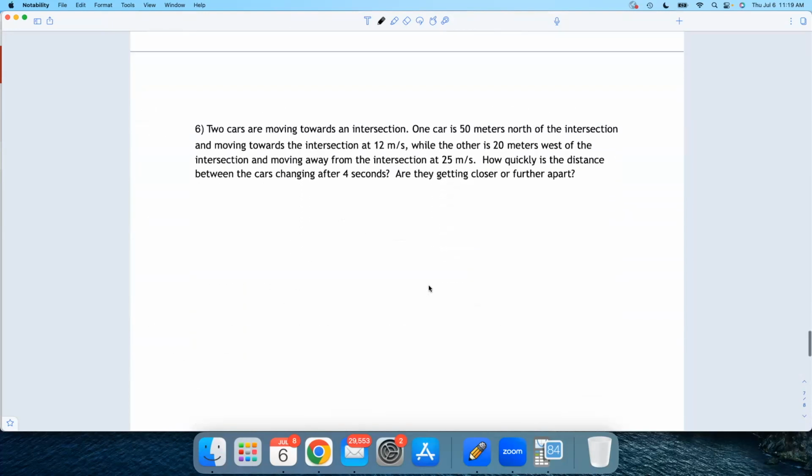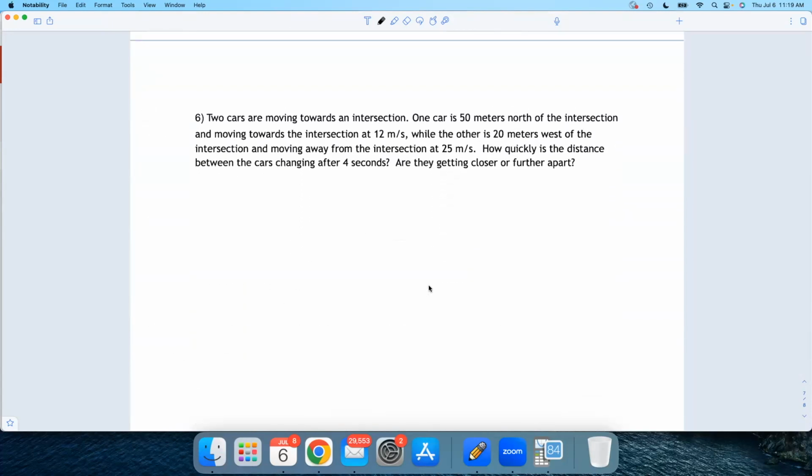All right, what we got here? Now, this is an interesting one. We got two cars moving towards an intersection. One car is 50 meters north of the intersection and moving down. Let's call him car A, and his velocity, his dy dt, is negative 12 meters per second because he's moving down.